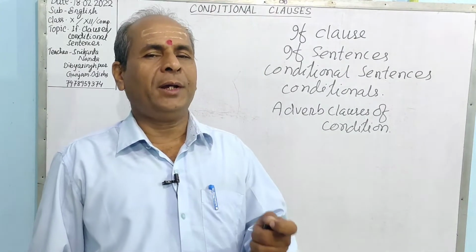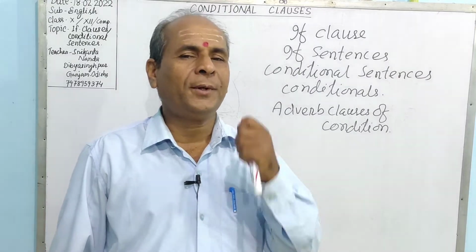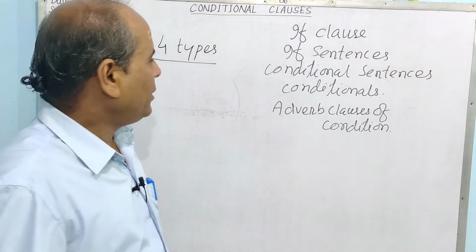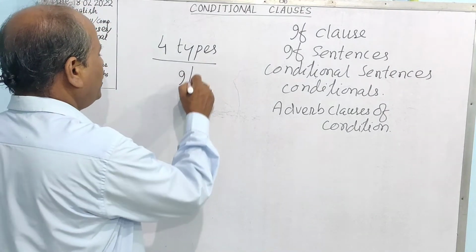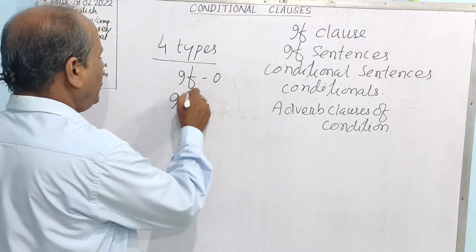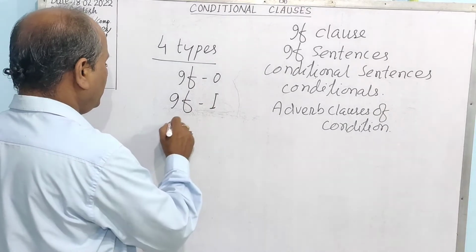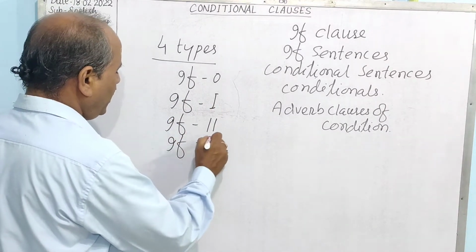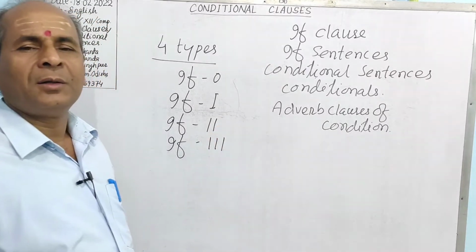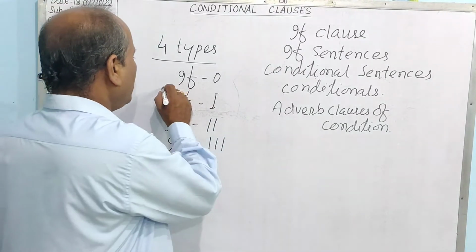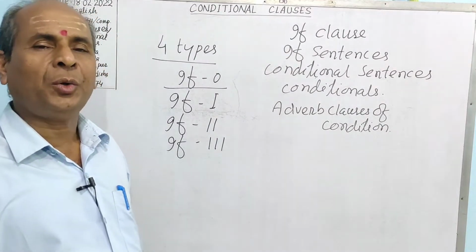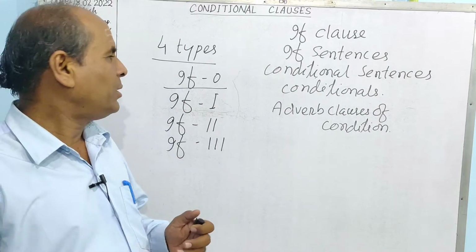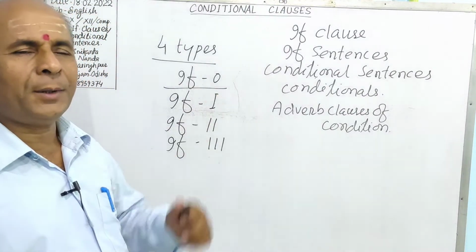But today we will discuss if clauses. There are four types. They are if 0, if 1, if 2 and if 3. So first we will discuss if 0. If 0 is an adverb clause of condition which indicates scientific truth.